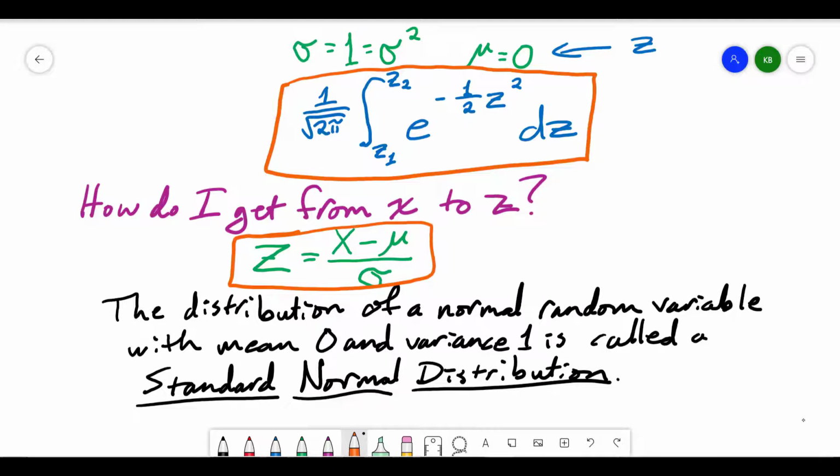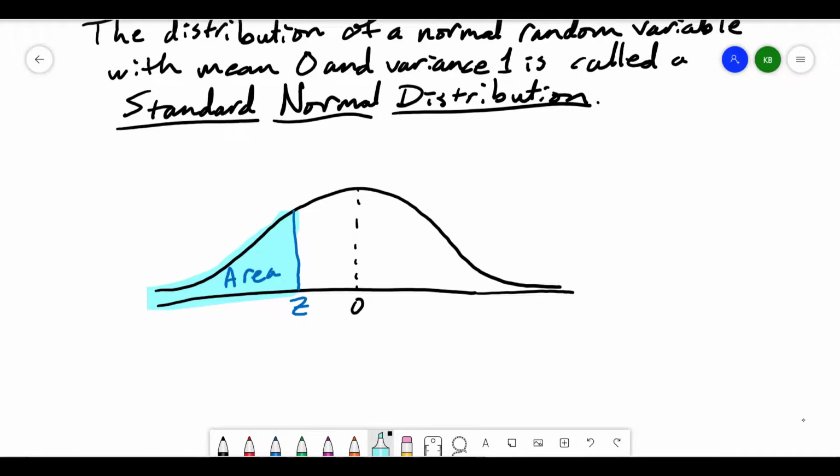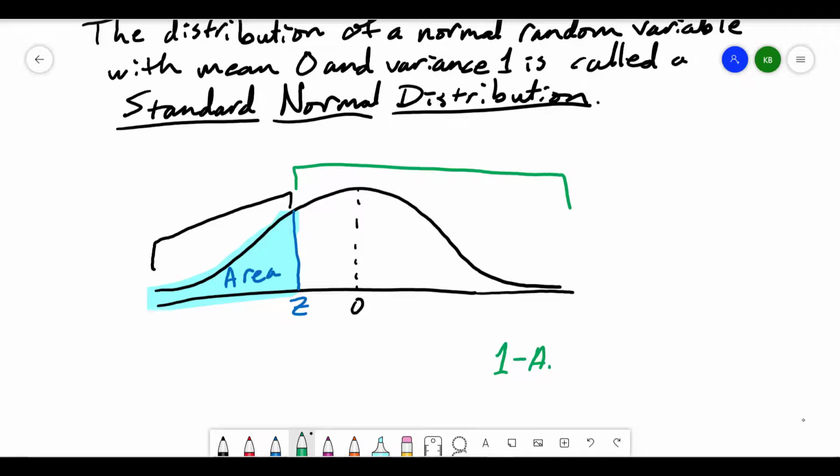Now, what area is that actually? It's an important thing. So in this table, the area that we're being given is always the area under the curve to the left of whatever my z value is that I choose. So if I want to find, say, the area to the right, all I need to do is do 1 minus the area that I'm given. And that's going to give me the remaining area underneath of the standard normal distribution.